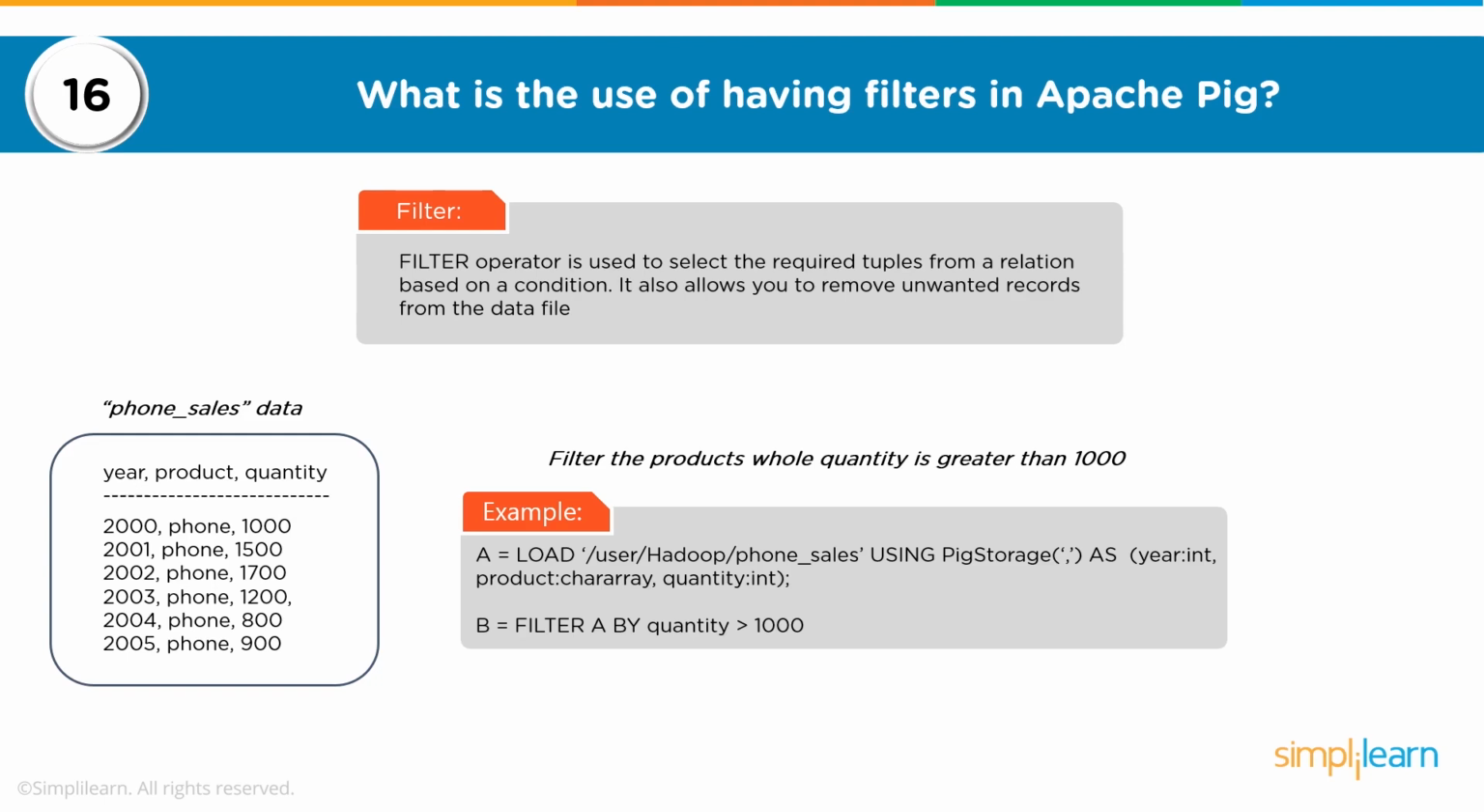I would load my file using PigStorage. As I explained earlier, PigStorage is an internal parameter which can be used to specify the delimiters. Now here my delimiter is a comma, so I could say using PigStorage, and then I could specify the data type for each field. So year being integer, product being chararray, and quantity being integer. Then B, I could say filter A, whatever we have in A, by quantity greater than 1000. So it's very concise, it's very simple, and it allows us to extract and process data in a simpler way.